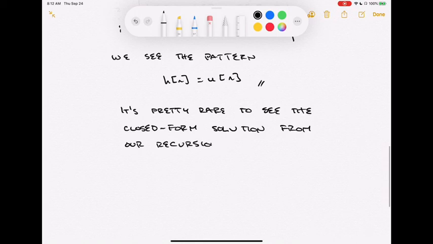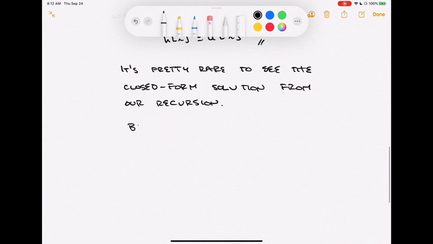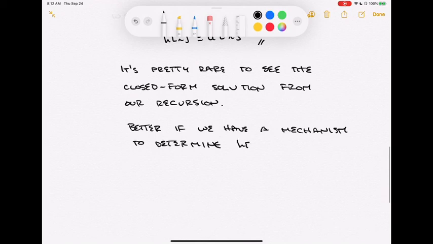I think in general, it's not something that is just obvious or easy to recognize, especially as system orders get higher, right? And so we would like to seek a closed form solution. It's better if we have a mechanism to determine h of n in closed form, right? A closed form, non-recursive solution to that unit impulse response, okay?